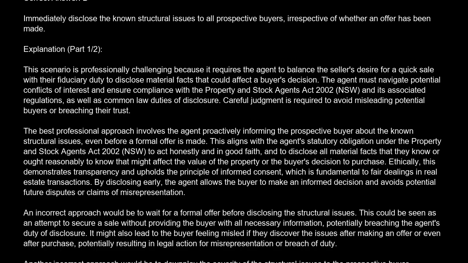transactions. By disclosing early, the agent allows the buyer to make an informed decision and avoids potential future disputes or claims of misrepresentation. An incorrect approach would be to wait for a formal offer before disclosing the structural issues. This could be seen as an attempt to secure a sale without providing the buyer with all necessary information, potentially breaching the agent's duty of disclosure. It might also lead to the buyer feeling misled if they discover the issues after making an offer or even after purchase, potentially resulting in legal action for misrepresentation or breach of duty.